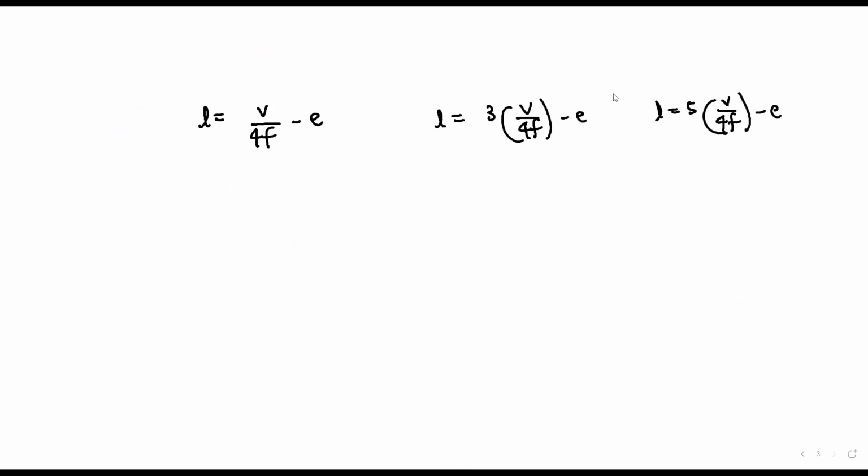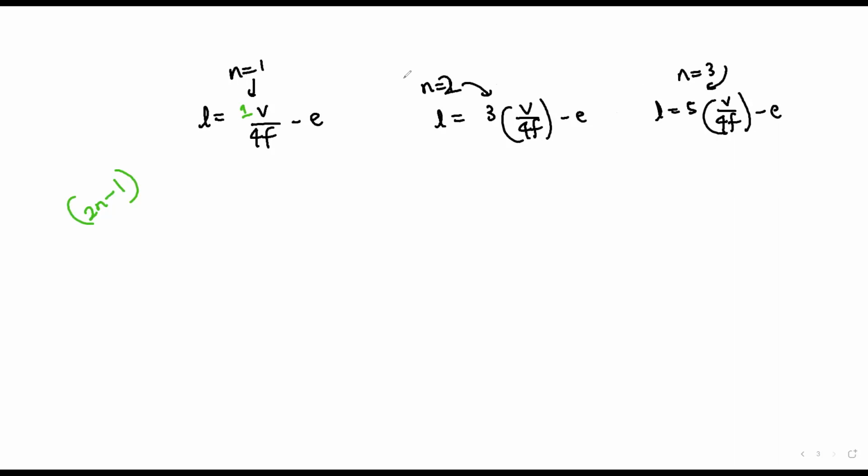So if you just consider these numbers, 1, 3 and 5, they follow the arithmetic progression 2n minus 1. If n is equal to 1, 2n minus 1 is 1. If n is equal to 2, 2n minus 1 is 3. If n equals 3, 2n minus 1 is 5. That is according to that arithmetic progression.